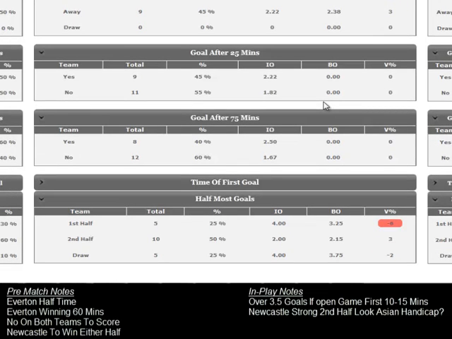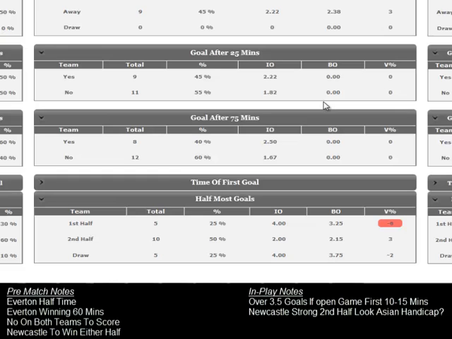Goal after 25 minutes. Unfortunately none of these markets had the odds going into either, so I have to blank that, but to give you some idea, 55% chance of happening, goal after 25 minutes, probably not a lot of value there. The prices aren't a million miles away.